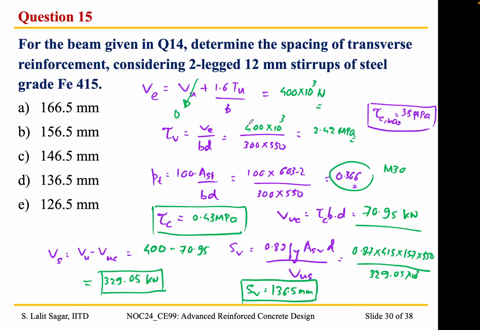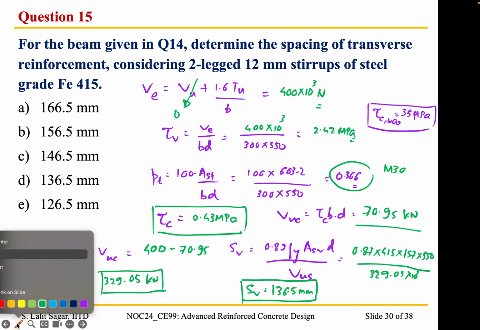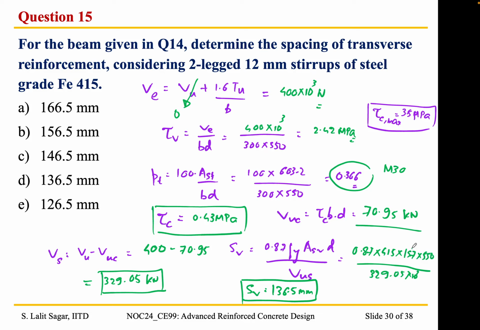Here the value of ASV is 226 instead of 157. Value of ASV, I'm sorry, which term are you speaking about? ASV. Okay, oh okay, yeah, thank you for correcting me. I will rectify that. I had done the calculation for 10 mm stirrups, but that was not adequate. So when you consider 226.2 millimeter square, we obtain the value of 136.5 as the correct spacing.